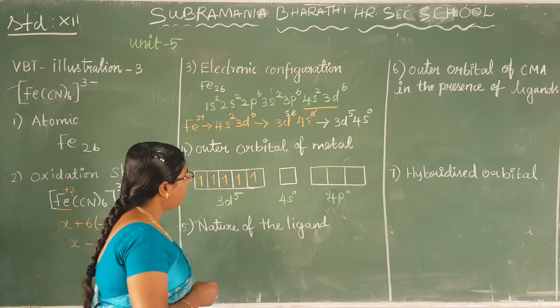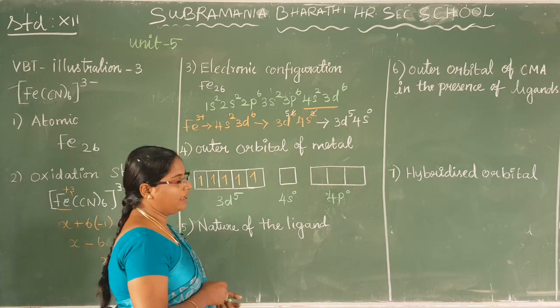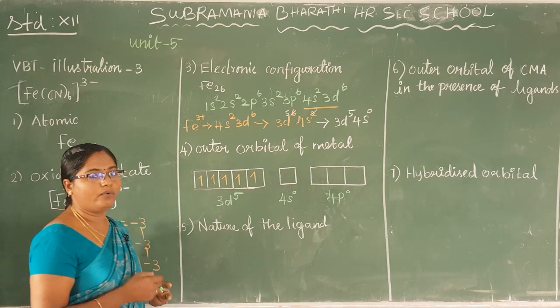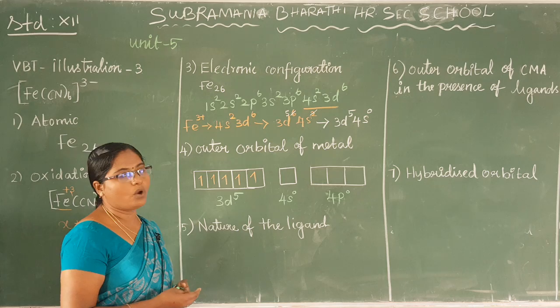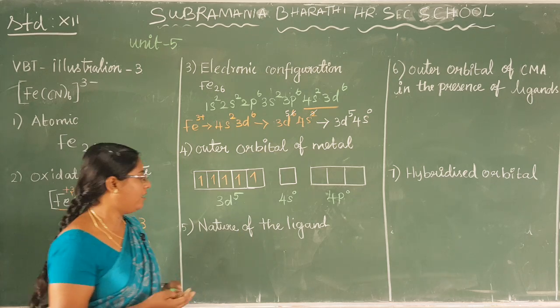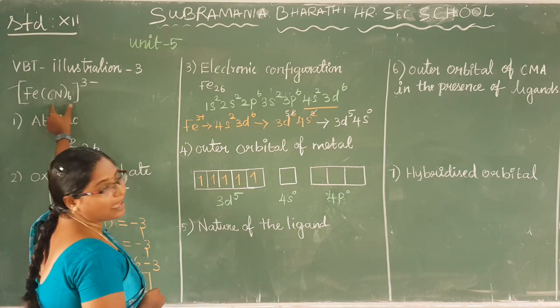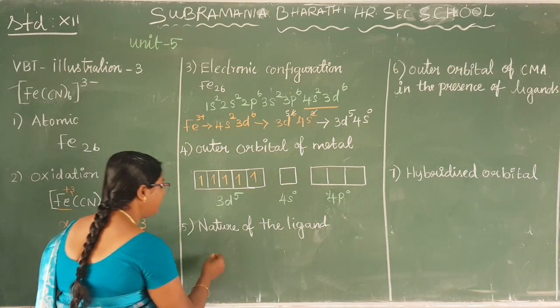Then I have to find out the nature of the ligand. In the spectrochemical series it is given which is a strong field ligand and which is a weak field ligand. Using the spectrochemical series, we can say that cyanide is a strong field ligand.